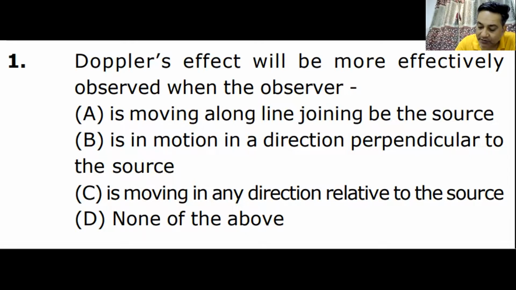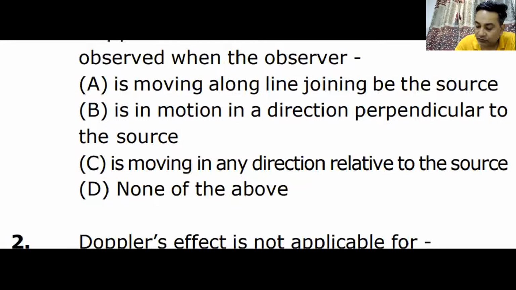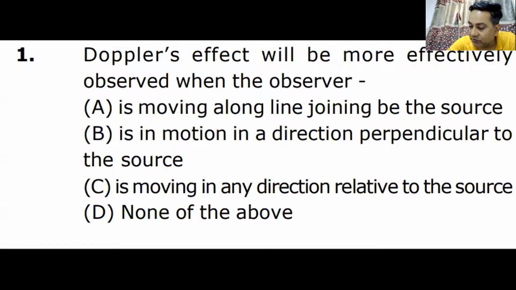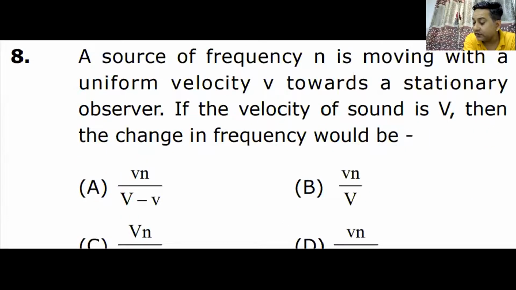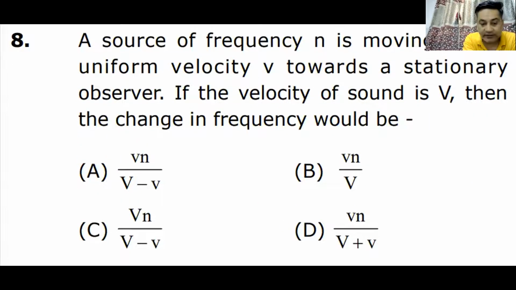It must be moving in the direction of the line joining the observer and the source. Do we understand this? Yes or no? Because if they are moving perpendicular, there is no Doppler effect. This is question number 8 now. Next one.